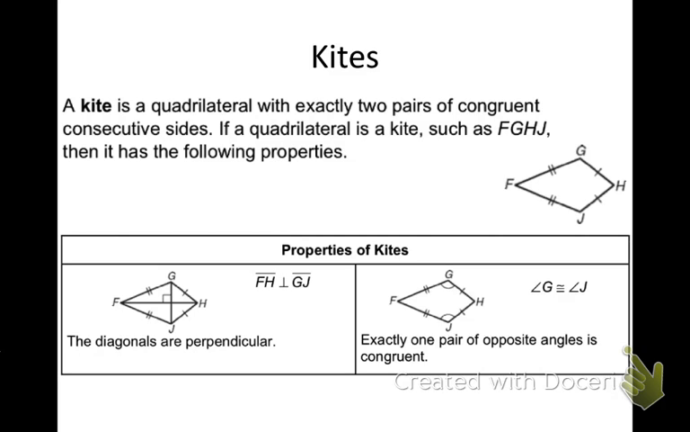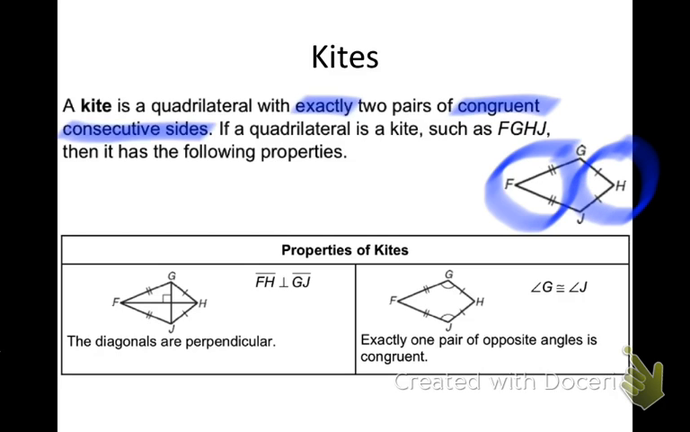The first one we're going to talk about is a kite. A kite is a quadrilateral with exactly two pairs of congruent consecutive sides. Who can tell me what consecutive means? In a row. Okay? Like right here. Those are two congruent consecutive sides. They're next to each other. And then those are two more congruent consecutive sides. They are sides that are congruent, but they're also sides that are next to each other. Congruent consecutive sides. All right?